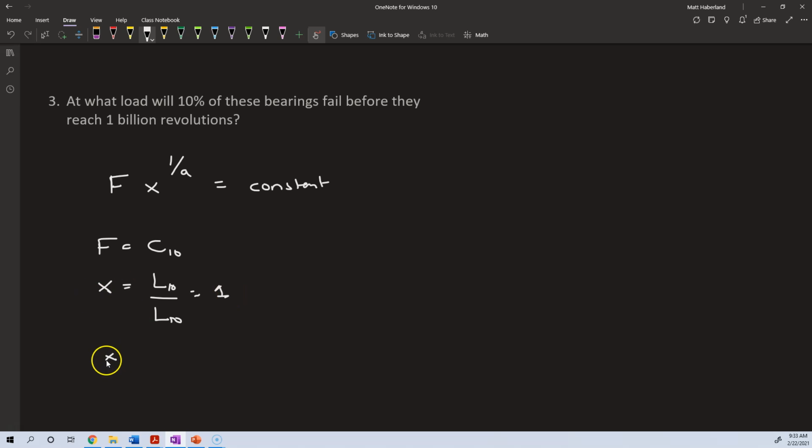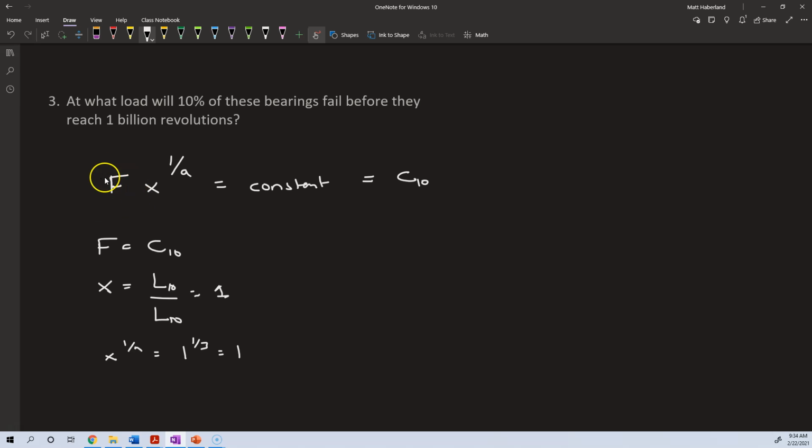And 1 to the 1 over a, it doesn't matter what 1 over a is, it's going to be 1. 1 to the 1/3 is equal to 1. So in this case, x to the 1 over a is equal to 1. So if it's constant for all loads and life combinations, then this has to equal C10 times 1. Now we know what the life is in this case: 1 billion revolutions. That's going to be 1,000 times L10, the relative life.